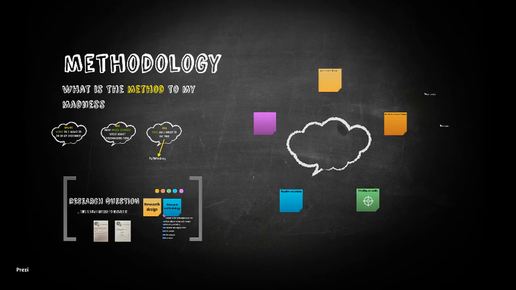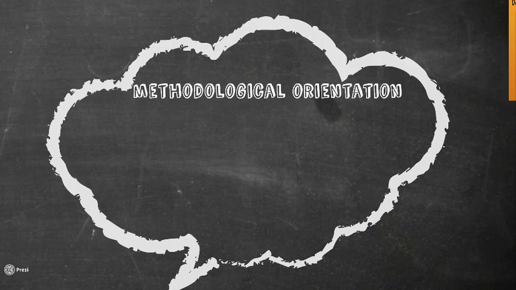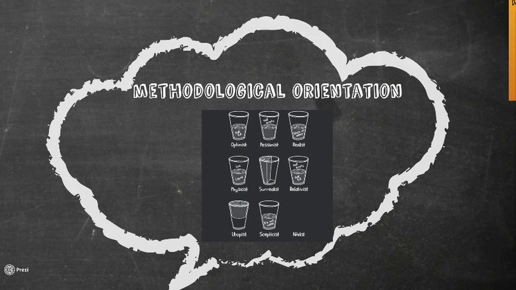And I want to start off with the methodological orientation statement. Now, I'm sure you guys have heard the old axiom of an optimist looks at half a glass of water and sees that it's half full, while a pessimist looks at it and sees that it's half empty. Well, that holds true for research as well. The orientation that we have towards something influences what we see when we look at it.